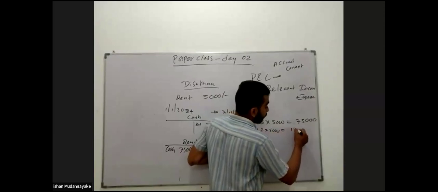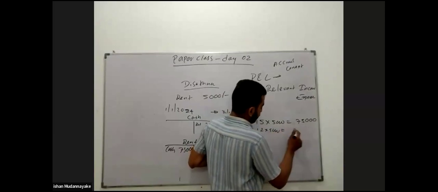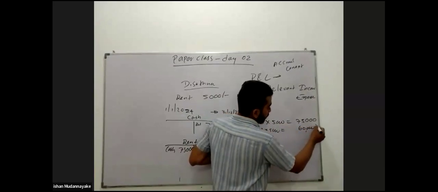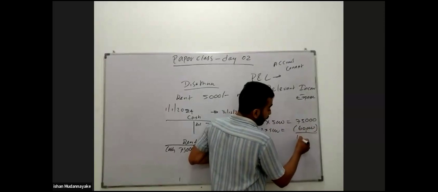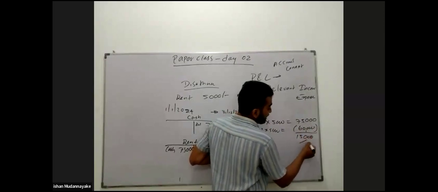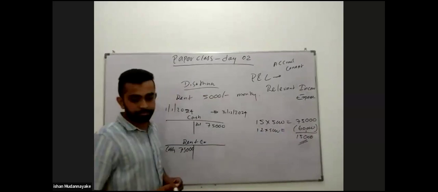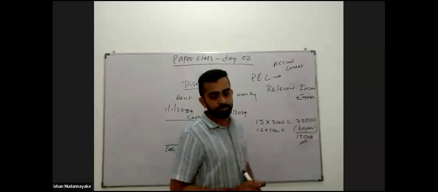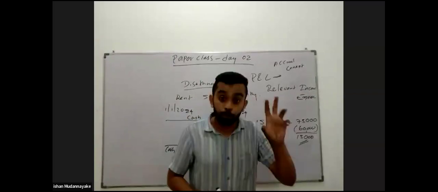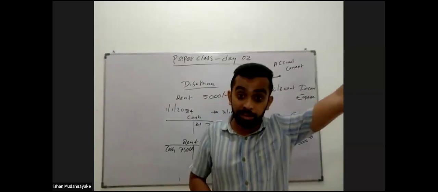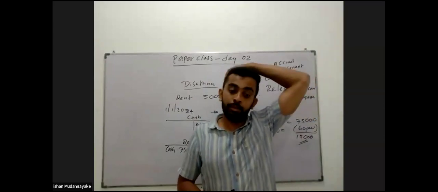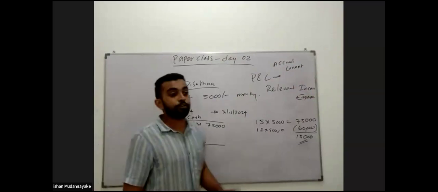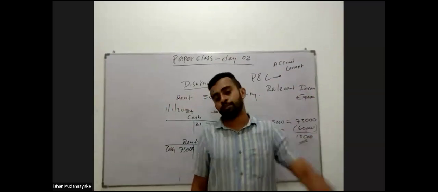Now, the relevant rent expense for the period, how much? 60,000. And then here, this has paid 15,000 excess amount. It has increased. In the profit and loss statement, you need to record the relevant amount for the period. Here you have recorded 75,000. From this 75,000, you need to remove 15,000.